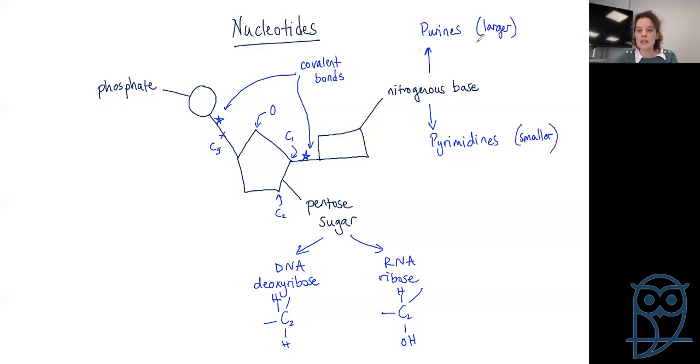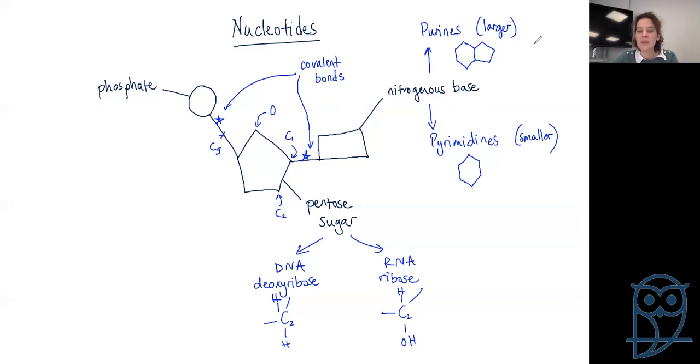We don't need to get into the details. We do like to know that the purine is a double ring structure, whereas the pyrimidine is just a single ring structure. So you can see there's quite a difference in size. They have the same basic first ring, but then the purines have a second ring. So they're much longer in terms of the distance that they move out away from this pentose sugar.